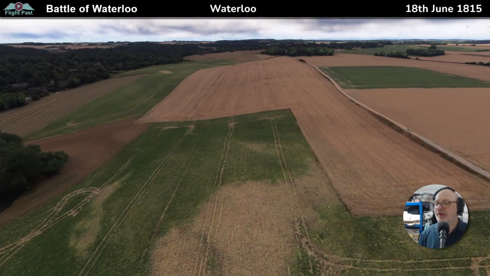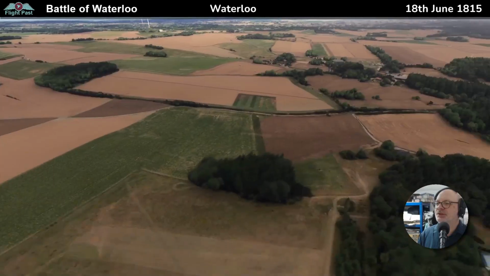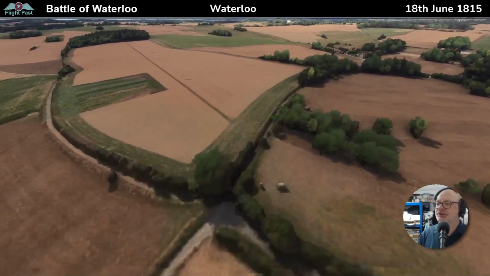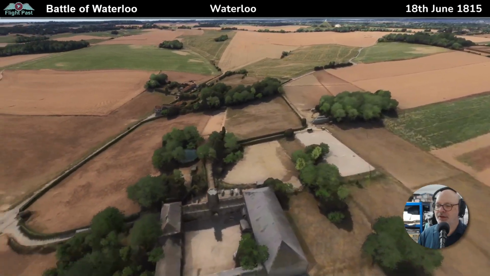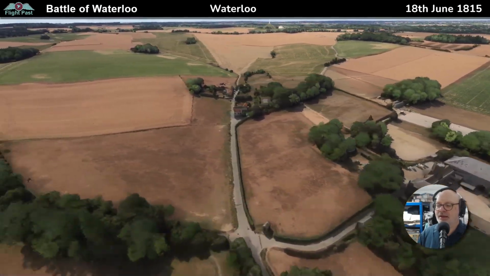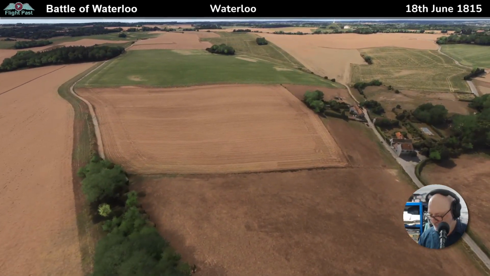Now, two of Losthin's battalions move across and support Saxe-Weimar, who are in this area here. And so they're linking up now with the extreme left flank of Wellington.